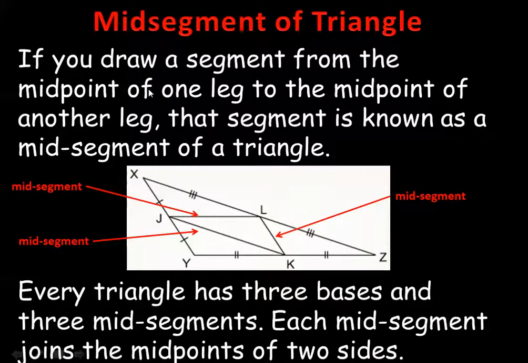Well, when we have the midsegment of a triangle, we're going to draw from the midpoint of one leg to the midpoint of the other leg, just like on the trapezoid, and that segment is known as the midsegment of a triangle. Every triangle has 3 bases and 3 midsegments. Each midsegment joins the midpoints of 2 sides. And so I put an arrow in here showing you where the midsegment was, and this segment right here, LK, is going to be parallel with XY.